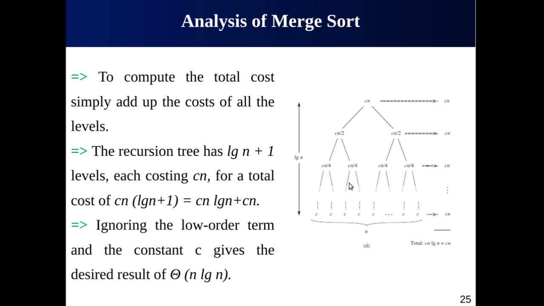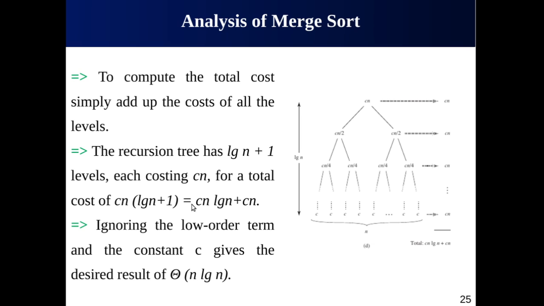If you want to compute the total running time of the merge sort algorithm, we simply need to add up the cost of all these levels. The recursion tree has log of n plus 1 levels, and at each level the cost is Cn. So for a total cost, we need to multiply Cn with log of n plus 1. Once you multiply, you will get Cn log n plus Cn. Now apply the rule. Ignore the lowest term, which is Cn. You will remain with Cn log n.